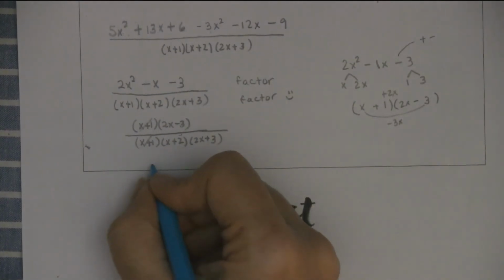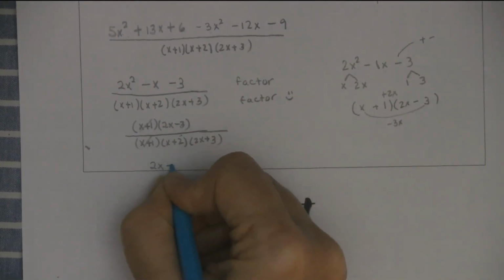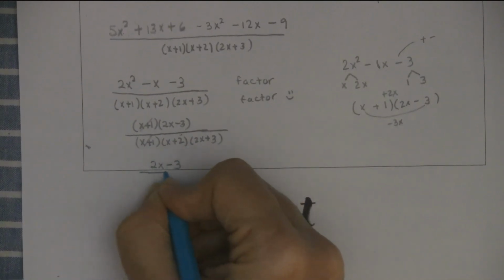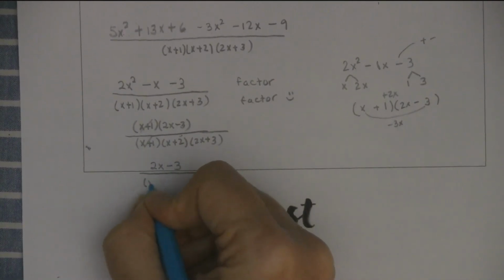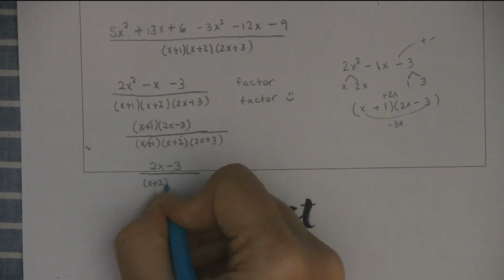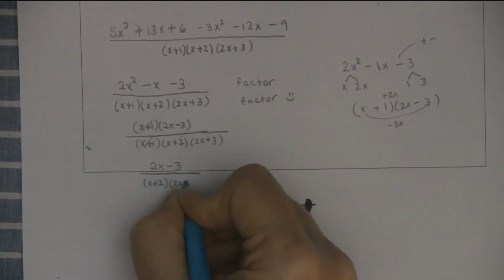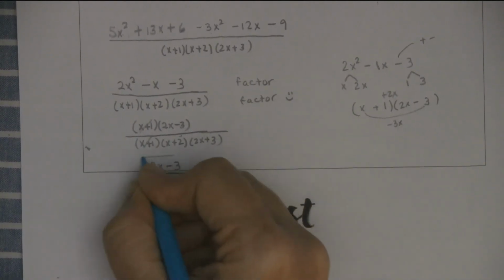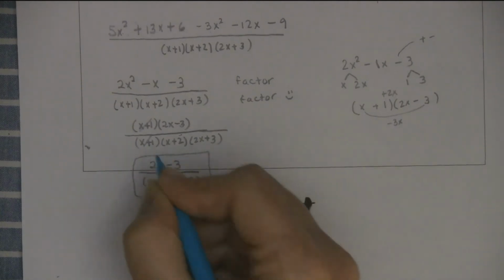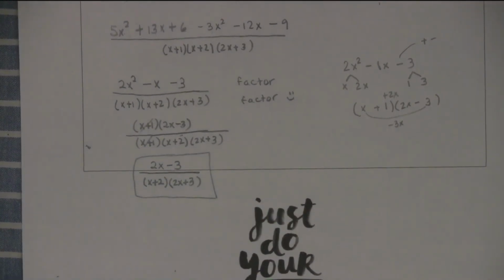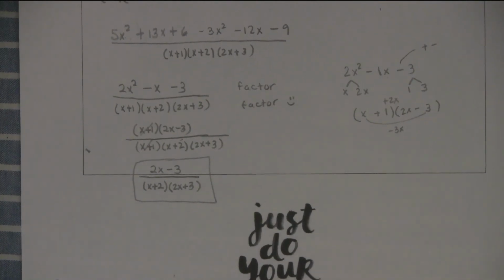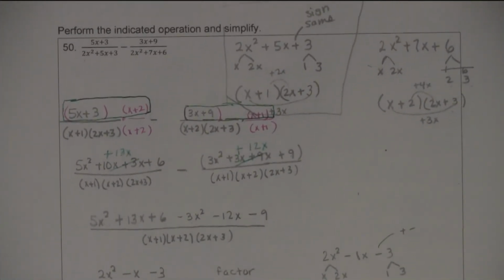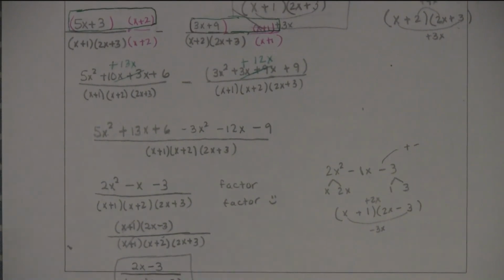So my numerator has 2x minus 3 in it, and I don't have to write the parenthesis. And my denominator has x plus 2, which I do need the parenthesis, and 2x plus 3, and I need the parenthesis. So there's my answer there. And yes, these things are a lot of work. I mean, look at all that work that I did to do that problem. Okay, so that is the end of 7.3.